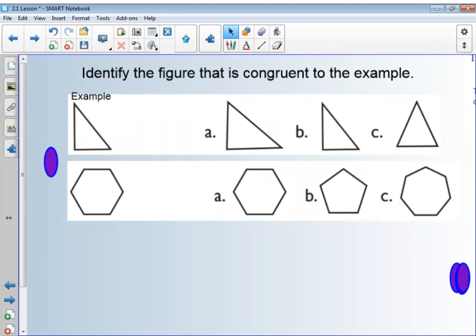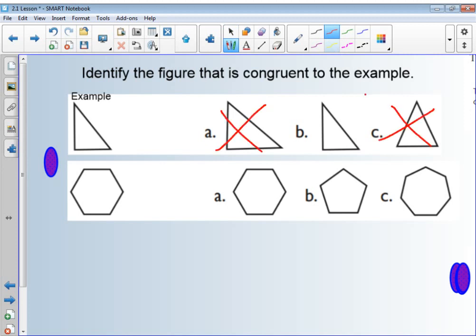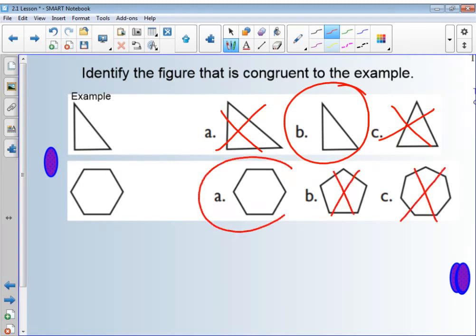And I want you to try these two. So go ahead and pause your video, identify which figures are congruent to the example figure. Okay, for the first one, A and C were not the same shape of triangle. And for the second one, too few sides, too many sides, A is our exact copy. That's it for working with congruent figures. Once again, congruent figures are going to be two figures that are exact matches to each other. They'll have the same angle measure and the same side lengths.